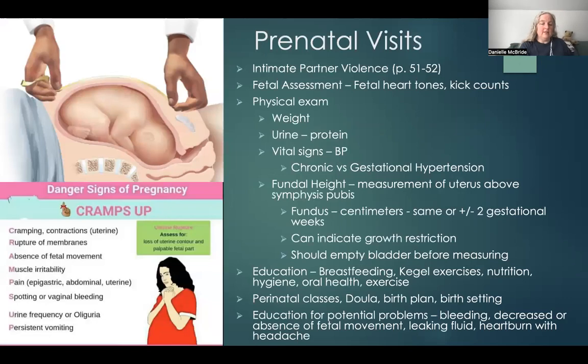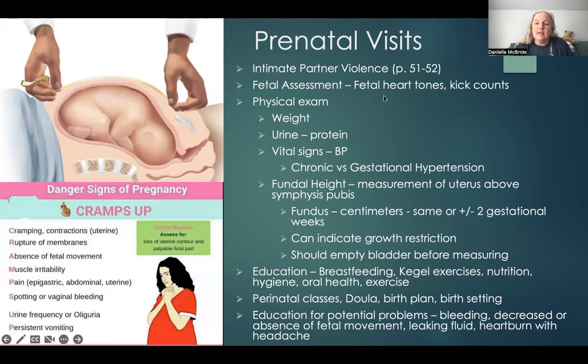So for our prenatal visits, in addition to the things we already discussed, there's other things we're looking at. We're still doing intimate partner violence, and pages 51, 52 of your book, I think, has a list of things that we're watching for there.